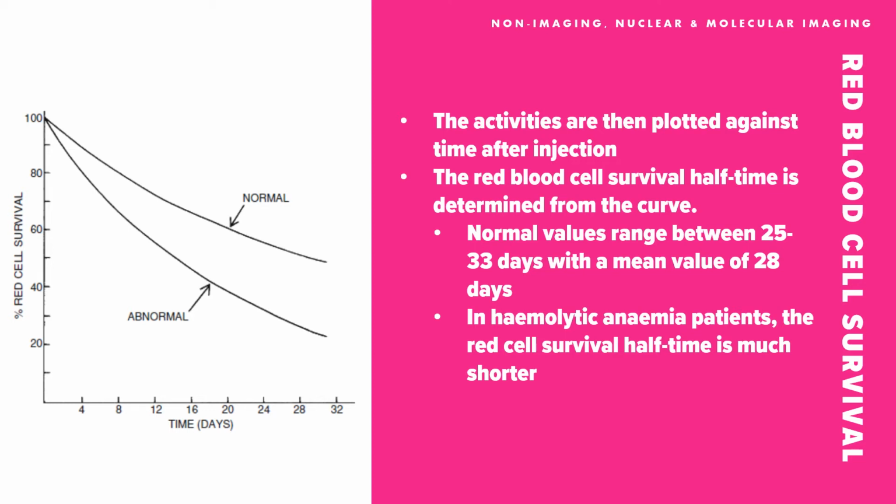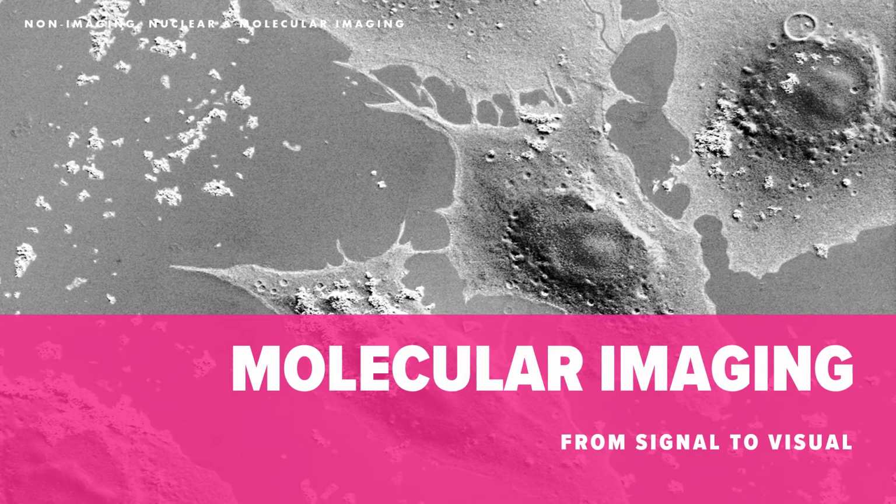So that's how exactly the radio-labeled red blood cell can help you to understand the age or the survival of the red blood cells, and of course whether you are considered normal or subjected to this particular hemolytic anemia disease. Okay, that's the end of the first part of the non-imaging approach.